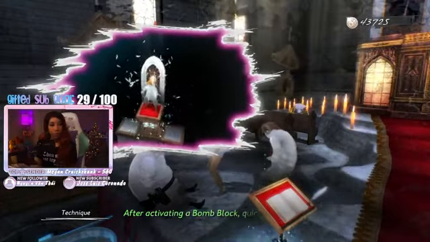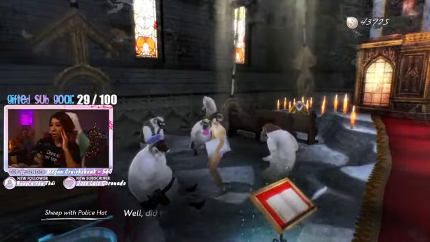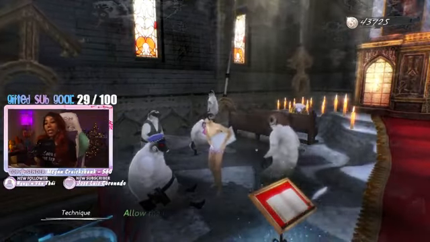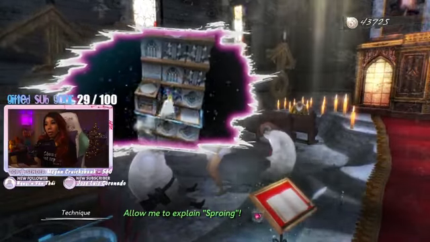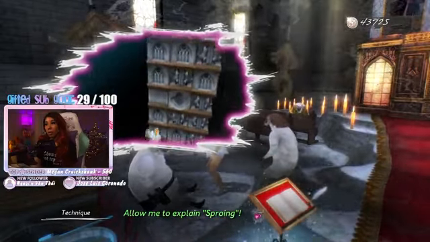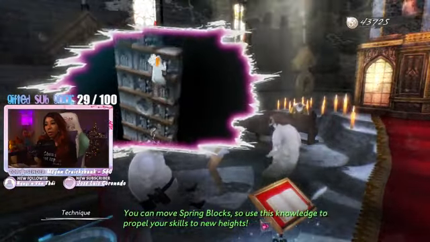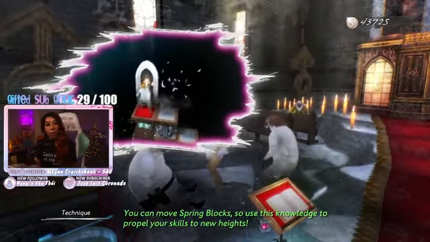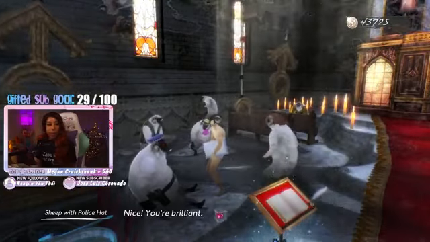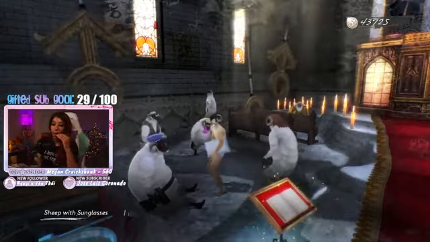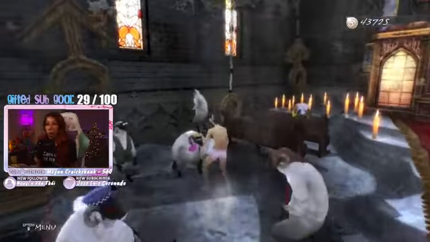Okay. After activating the bomb block, quickly move it away from the area. That's dope. I needed that in the last one. When you get on a spring block, you can move spring blocks. So use this knowledge to prepare. I needed the bomb one. Nice. What do you mean? Alright, what's next? I expect nothing. Why didn't he give me that technique an hour ago?